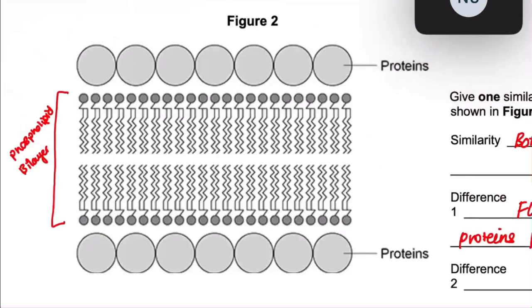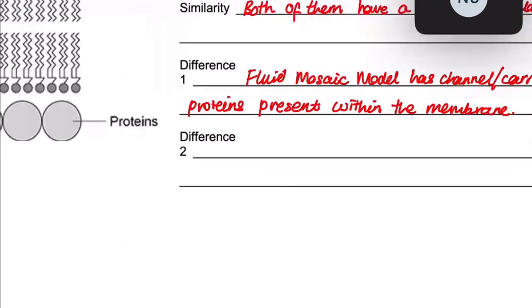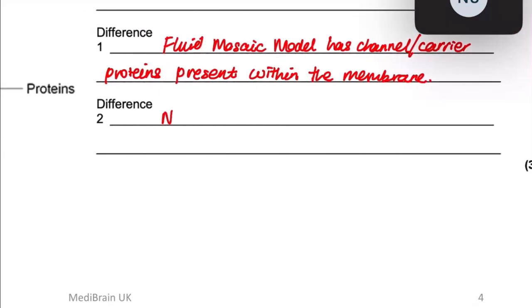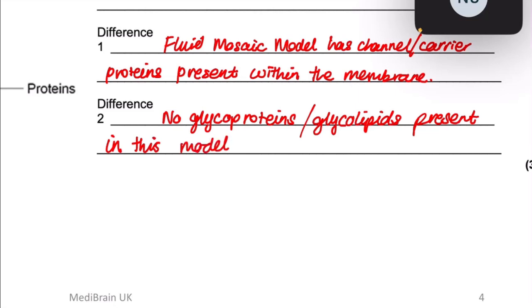So in this case, another difference is that in this example that we're shown, there are no glycoproteins and no glycolipids present in this model.